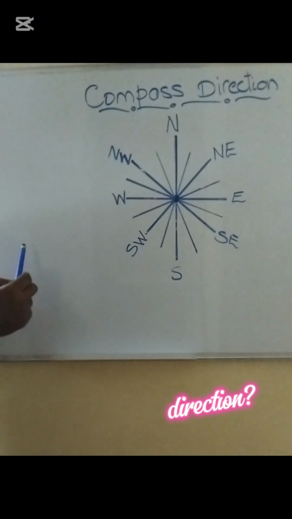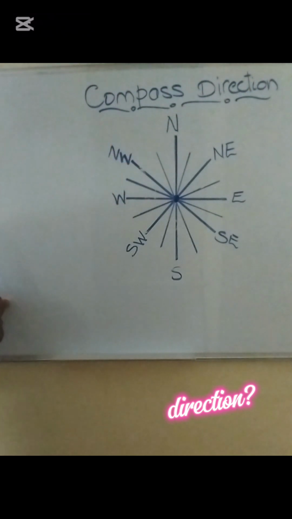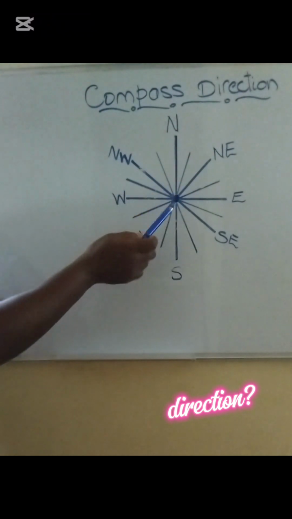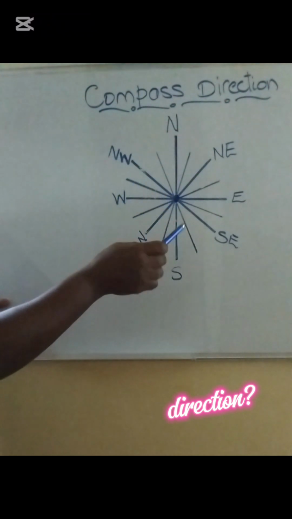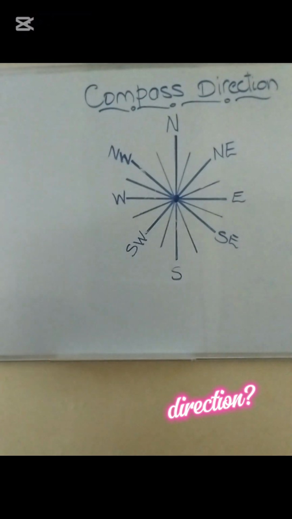Today we're looking at the map skill, compass direction. You know that when we are dealing with maps, there are actually two ways of giving direction. We can use the compass direction here, the 16-point compass, the 8-point compass, and we can use bearing, okay? So today we're looking at compass direction, giving direction on a map using the 16-point compass.